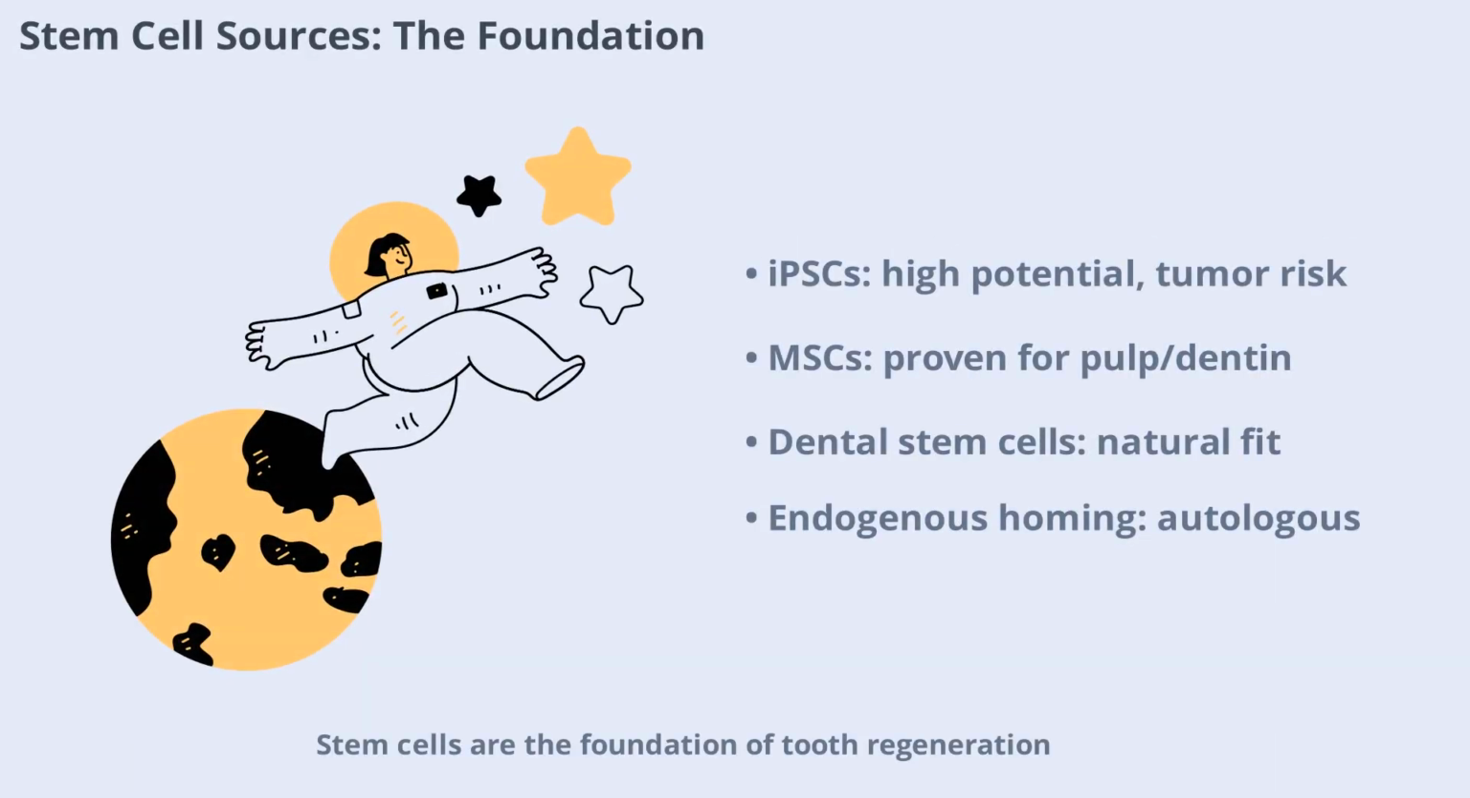Stem cells are the foundation of tooth regeneration. Several types are under investigation: induced pluripotent stem cells, iPSCs, mesenchymal stem cells, MSCs, dental-derived stem cells, and endogenous stem cell homing. Each has strengths and limitations. For example, iPSCs offer high differentiation potential but carry tumorigenicity risks, while dental-derived stem cells are naturally predisposed to form dental tissues but are limited by donor availability. Understanding these sources is key to advancing regenerative therapies.